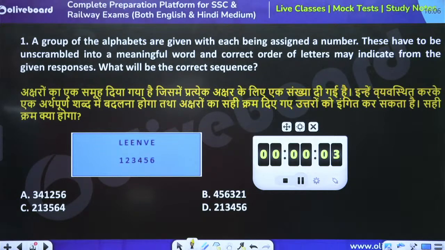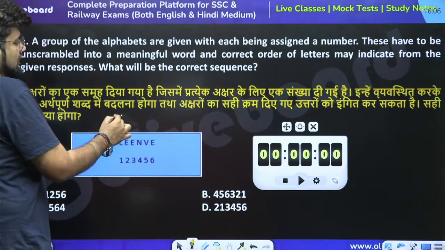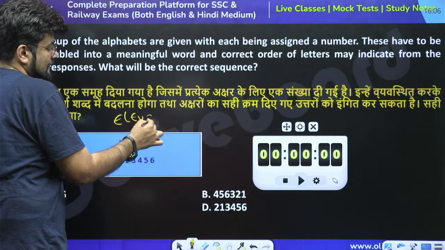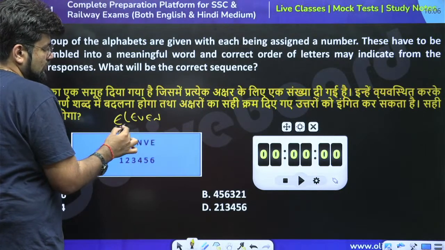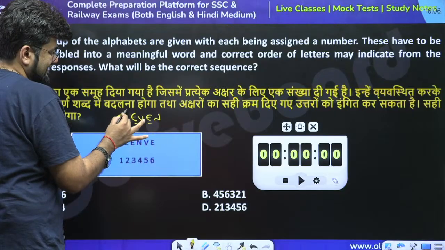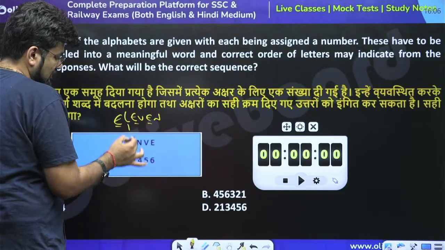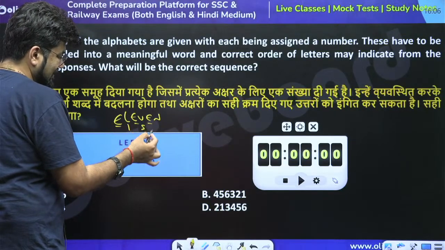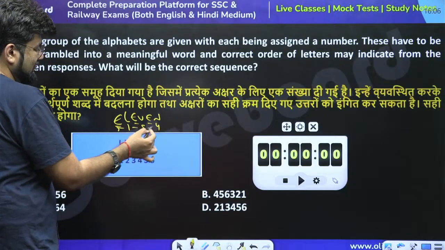Some scrambled words are given, and you need to choose the correct option which represents the correct set of letters. If you observe the word carefully, you will see that 11 is the correct answer, E-L-E-V-E-N. Now if you leave these E's, we know that the second has to be 1, the next has to be 5, and the last one has to be 4. So dash 1, dash 5, 4.